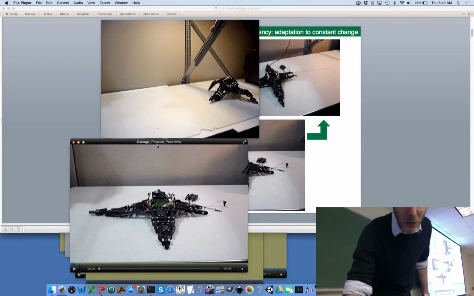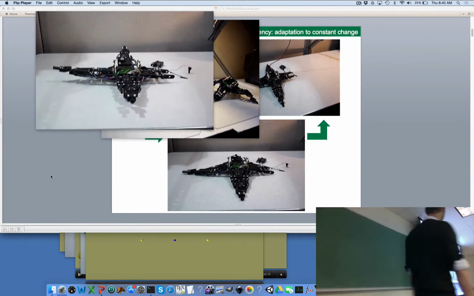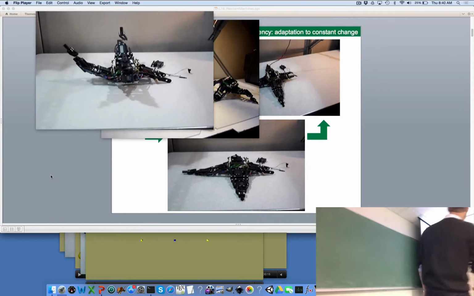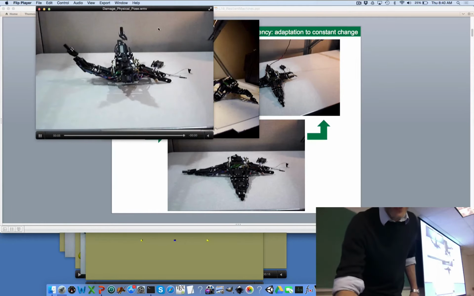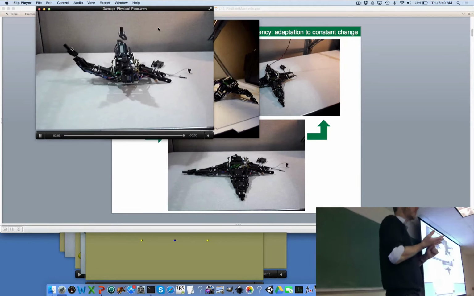Okay, so here's the robot just after damage, and you can sort of see what it tries to do. So now that the robot has experienced some unexpected change, at this point the robot doesn't know what's happened, but it's going to have to diagnose what's gone wrong and then formulate a new gait to compensate for this unexpected change, right? That's the resiliency part.